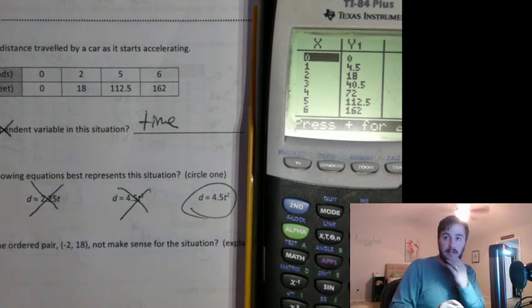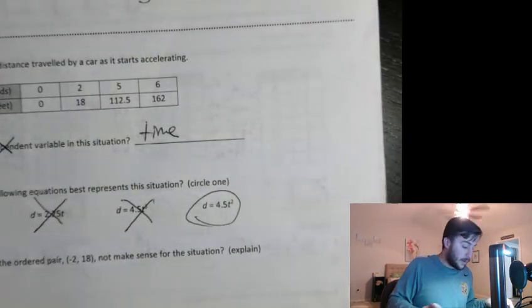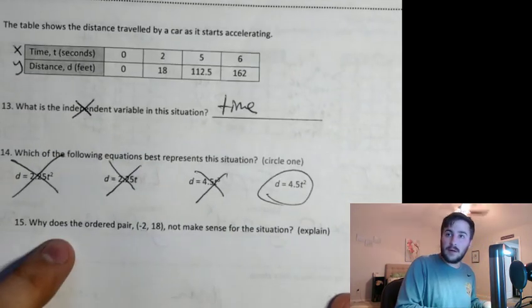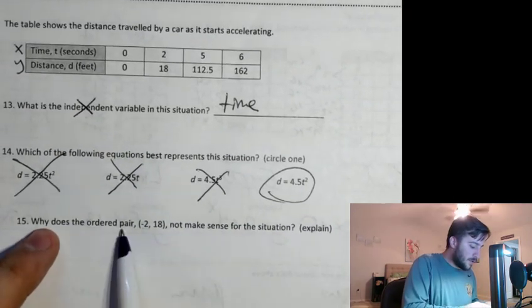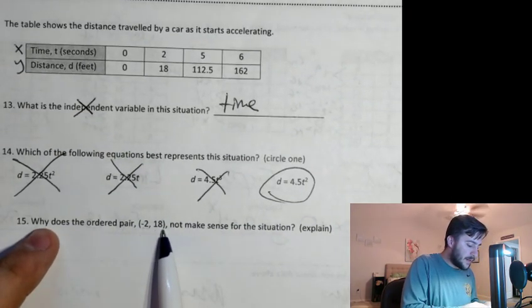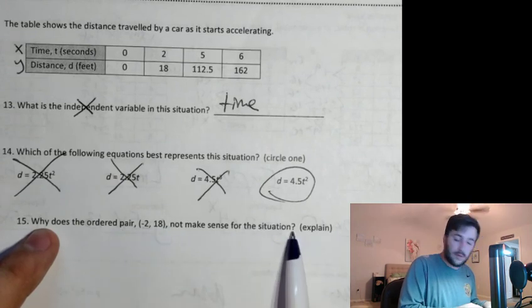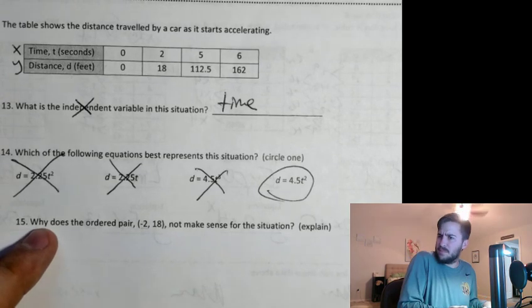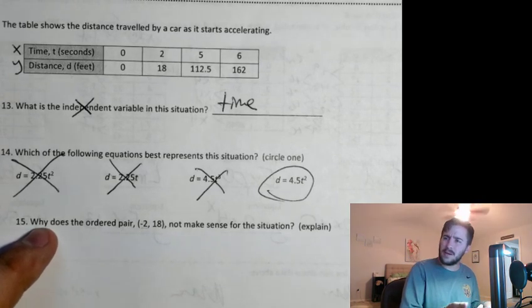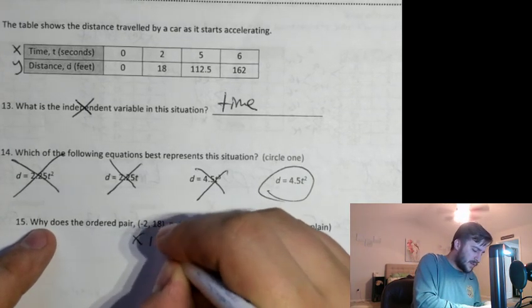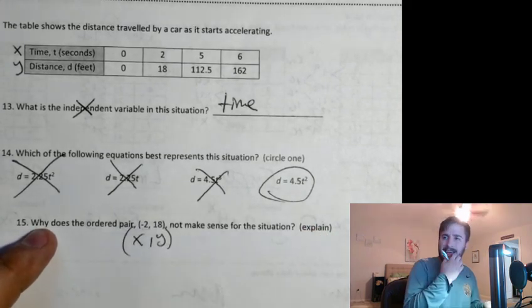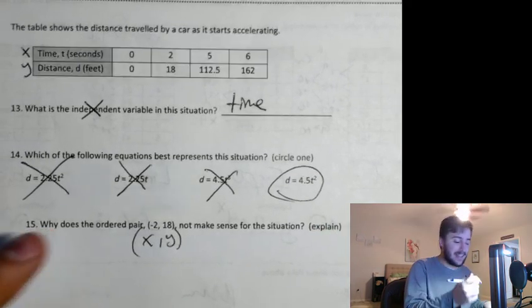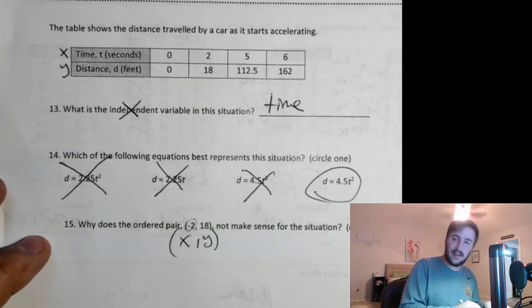Okay, we just match the tables up. What or why does the ordered pair negative 2, 18 not make sense for this situation? Why does it not make sense? It's an ordered pair. It's a point, right? X, Y. Remember, that negative 2 is X.